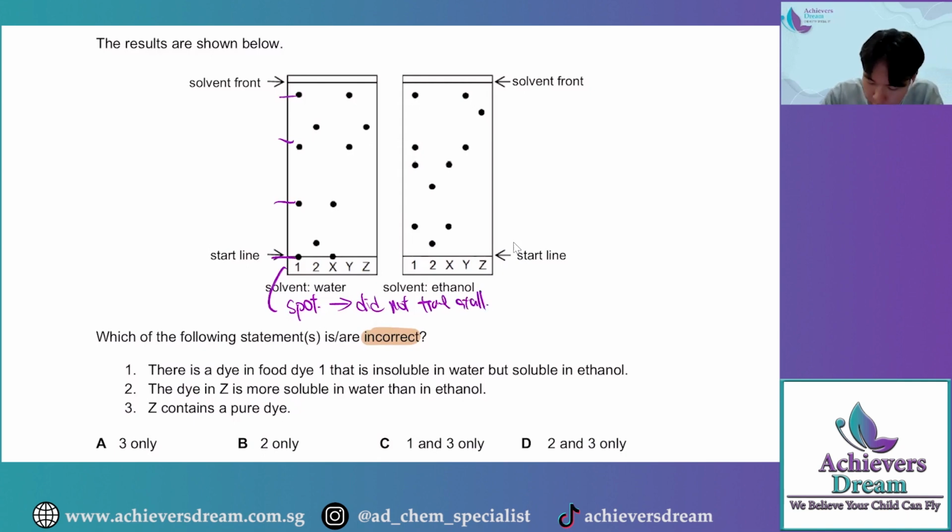Okay, let's look at the one for ethanol. Ethanol also has 4 spots in blue, but they all move a distance away from the start line, meaning they are actually soluble in ethanol. So if there is no movement from the start line, this would tell you that it's actually insoluble.